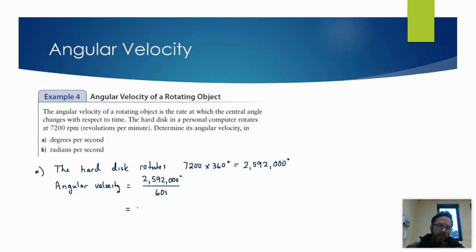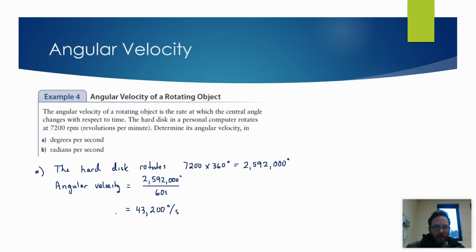Since 7,200 divides by 60 nicely, I think this should work out nice. Divide by 60. Yeah. 43,200 degrees per second. So that's pretty fast.